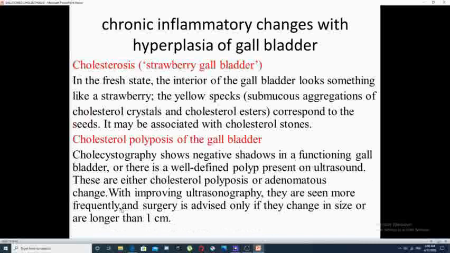Another entity is chronic inflammatory changes with hyperplasia of the gallbladder; different types of this entity are present. One is called cholesterosis, or strawberry gallbladder. Here, the interior of the gallbladder looks like a strawberry. It may be associated with cholesterol stones. Another entity is cholesterol polyposis of the gallbladder, which on oral cholecystography may show negative shadows in a functioning gallbladder. There is a well-defined polyp, which can also be visualized on ultrasound. Surgery may be advised for these patients only if the polyp size is more than 1 centimeter.